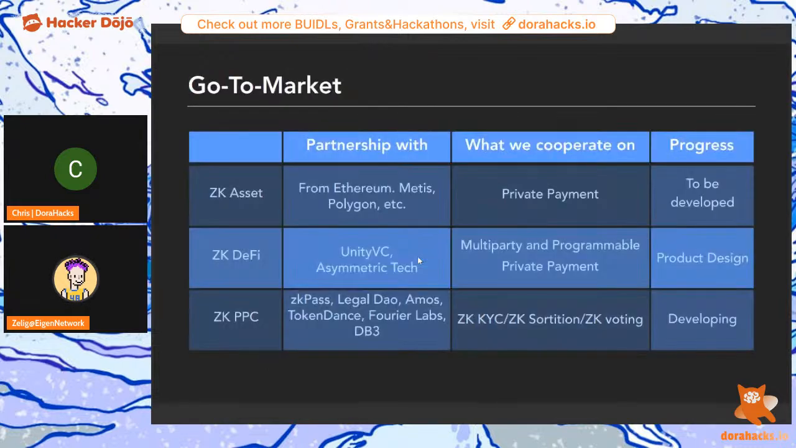And the following is our go-to-market strategy. We have many partners in different fields. We recently officially announced the cooperation with ZKPass, and we also have established a solid partnership with Twindowns, For Real Labs, and DB3. We will explore more cooperation opportunities in private payments, ZK KYC, ZK sortition, ZK voting.